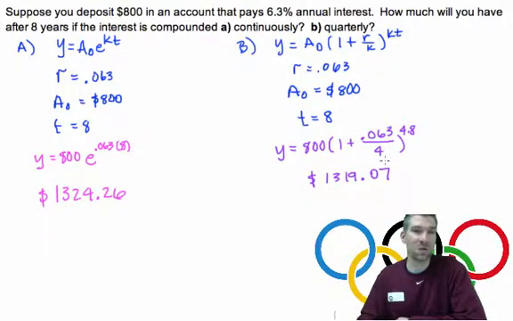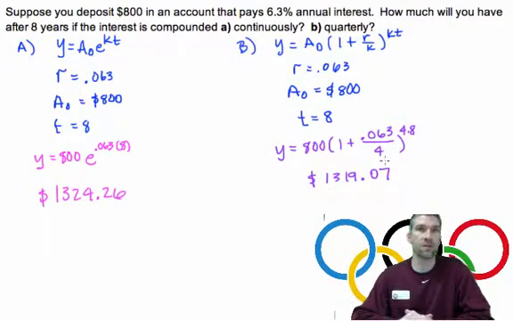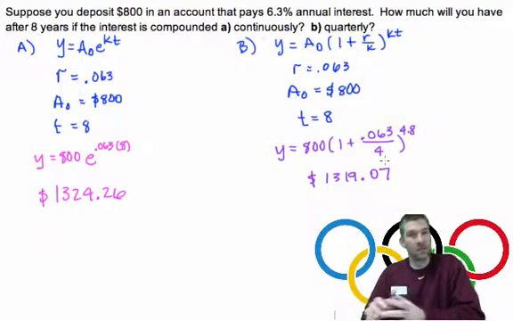Interesting story here. There's not a large difference between these two, even though one interest is compounded continuously and the other is only compounded 4 times a year. But this is how you would look at some of those different rates of change, starting from the differential equations that were at the beginning of this lesson.